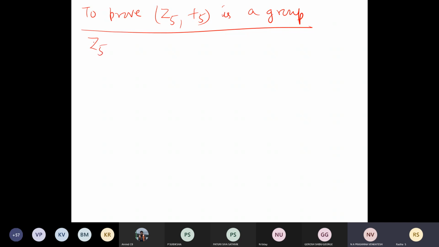Z5, what are all the elements? Z5 has 0, 1, 2, 3, 4. Addition modulo 5 you know. Now, how do you prove this here? We have to prove closure property, associative property, identity property, inverse. But for all the elements you have to prove, because here finitely many elements are there. For closure, how many pairs do you need to take? Because it's a binary operation, every time you have to take 2 elements and do it. So how many pairs will you take?